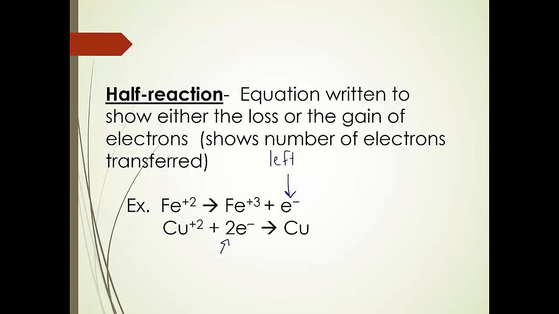Let me practice my rights and lefts again. So electrons are on the right for oxidation because they're being lost, and the electrons are on the left for reduction because they're being added or gained.